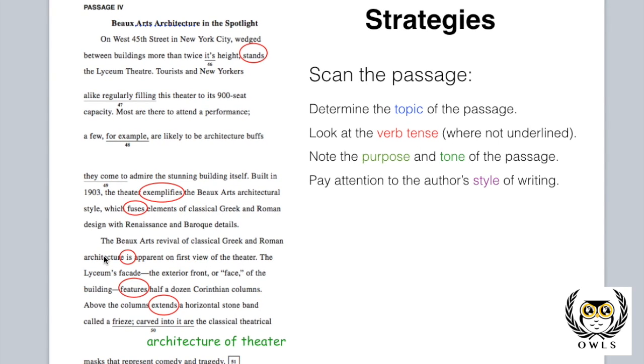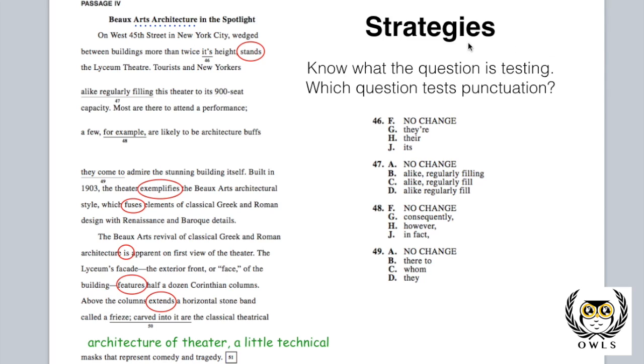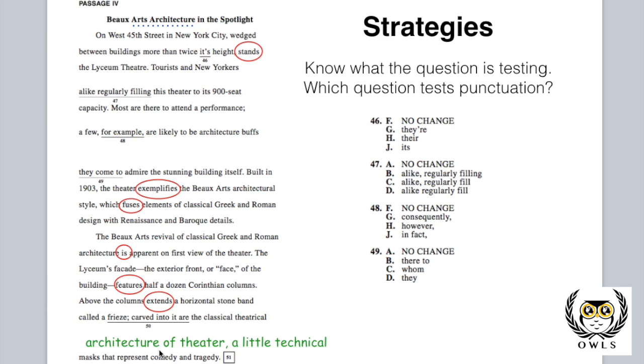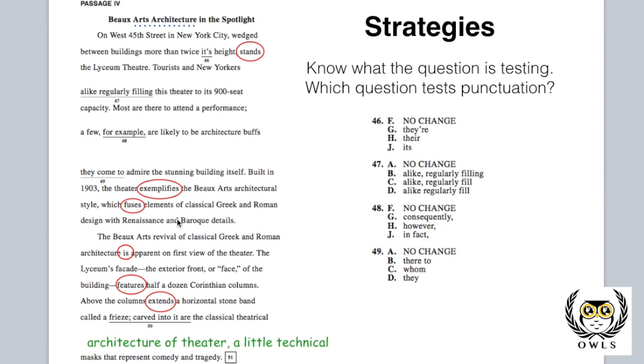Okay? And this is going to help me. That was my timer. This is going to help me understand how to answer the next questions. Now, we can understand these next strategies once we've spent a minute. And actually, we had a little bit more time where we could have specified that this is about the architecture of a specific theater. And it can get a little technical because it talks about Greek and Roman and this facade.